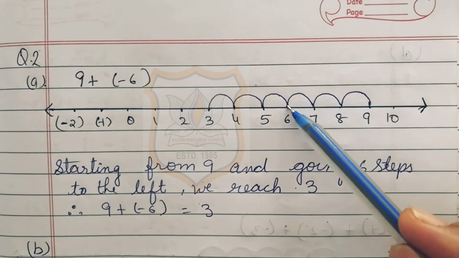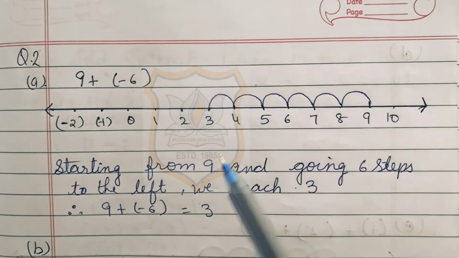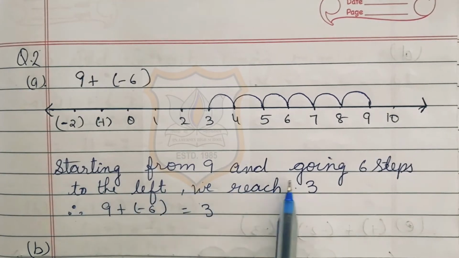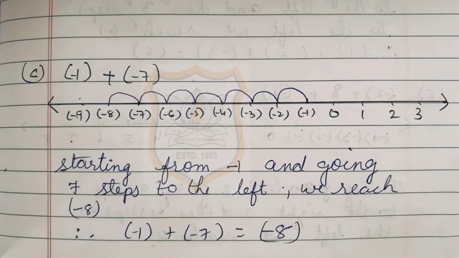1, 2, 3, 4, 5 and 6. So we reach at 3. So starting from 9 and going 6 steps to the left, we reach at 3. Therefore 9 plus minus 6 is equals to 3. Students, try to solve B part of question number 2 by yourself.